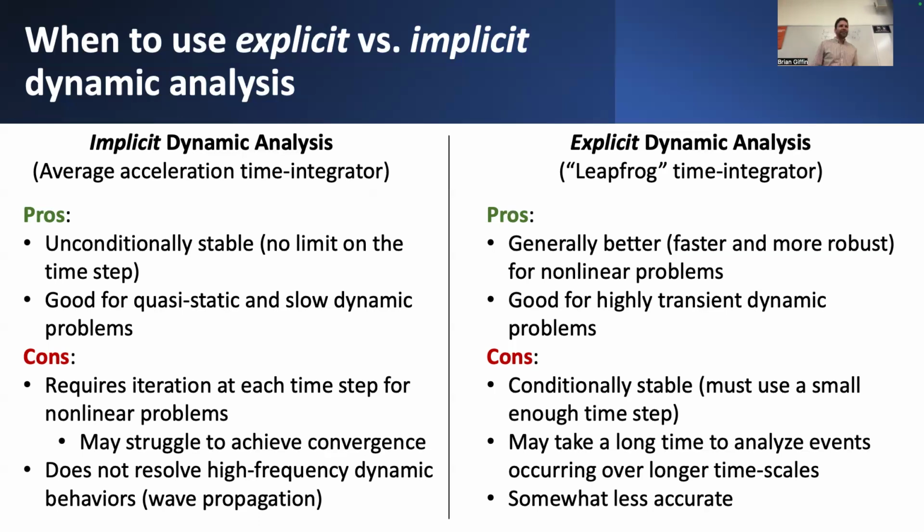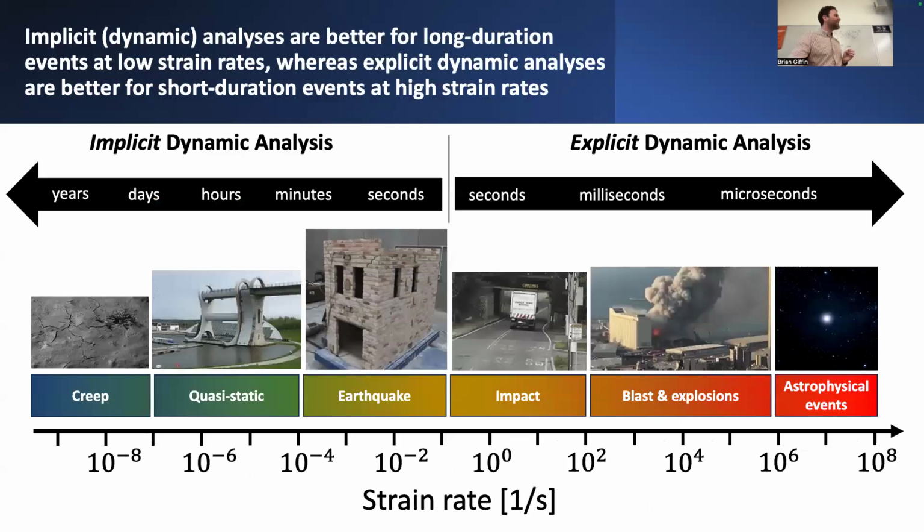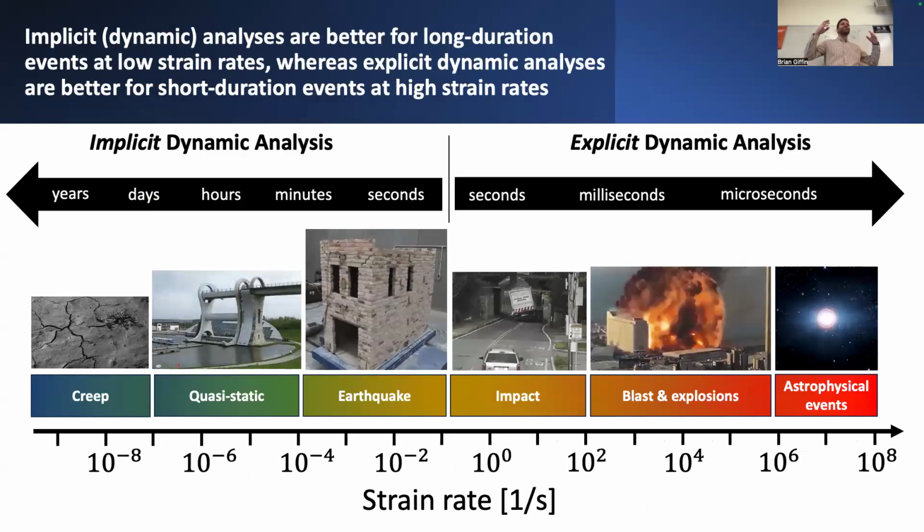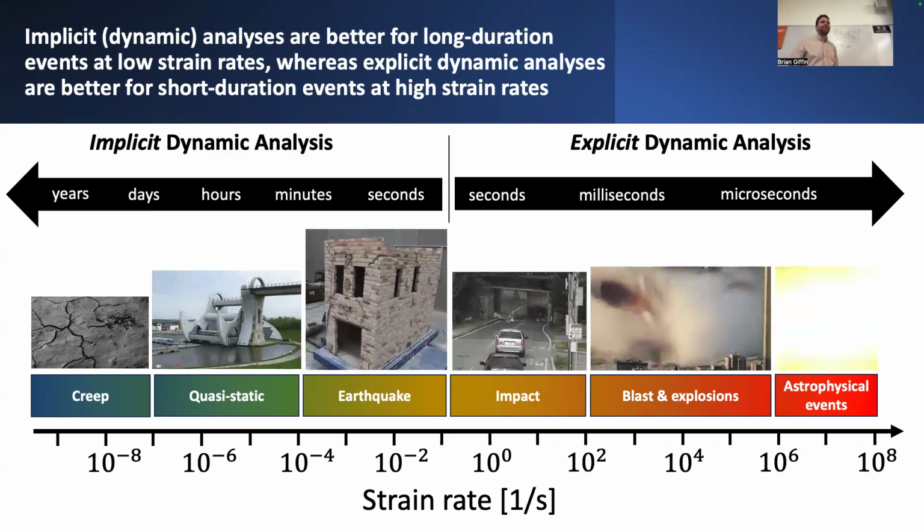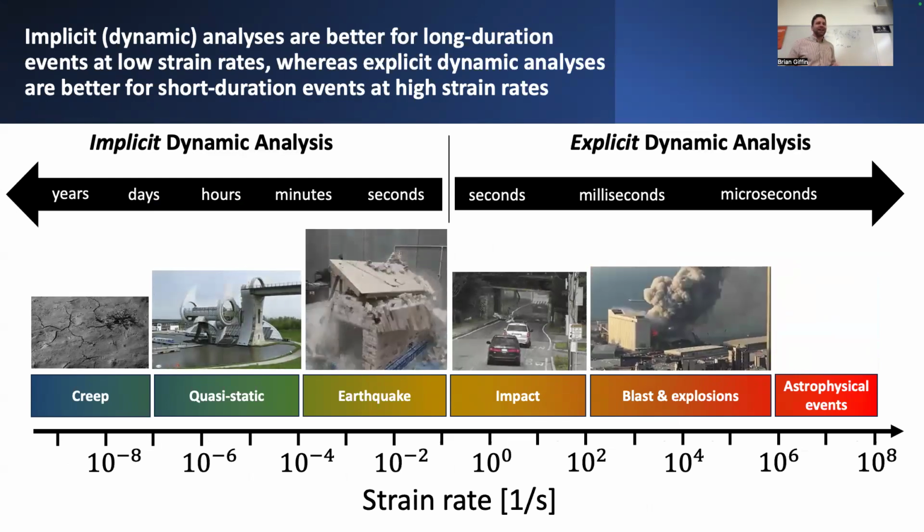And in general, it's kind of hard to distinguish, well, when should I be using implicit dynamic analysis? When should I be using explicit dynamic analysis? And I think it's probably a good illustration to take a look at what are the types of problems and ranges of behaviors that you might be interested in practice.